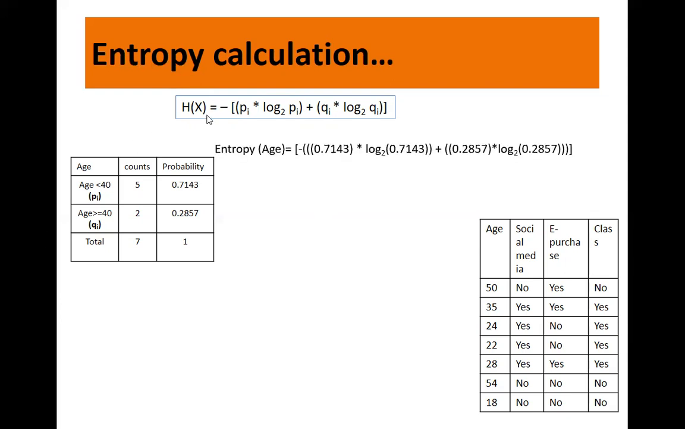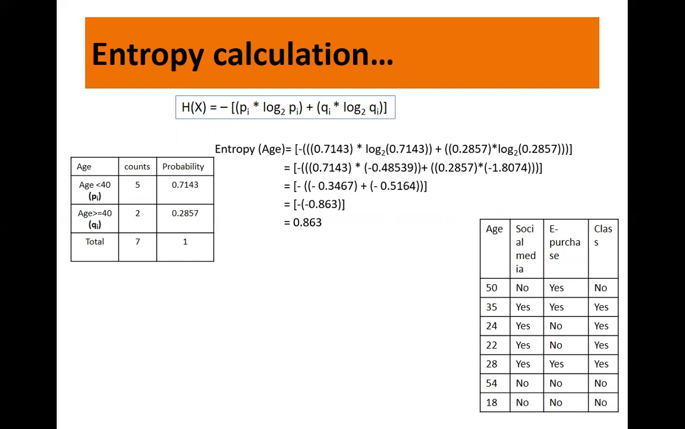So the entropy of X, the age attribute we are calculating: substitute the value of Pi, substitute the value of Qi, calculate the logarithms, carry out the multiplication, add it, and you get the entropy. Here you can see the entropy is 0.863. Still the entropy is nearer to 1. That means the data has more randomness and is uncertain. It is not pure data. I hope this calculation of entropy is clear.